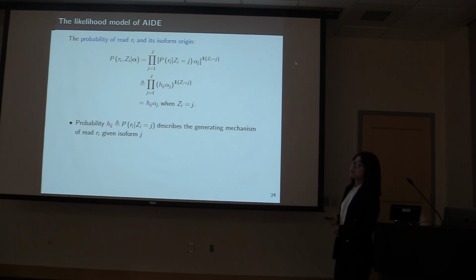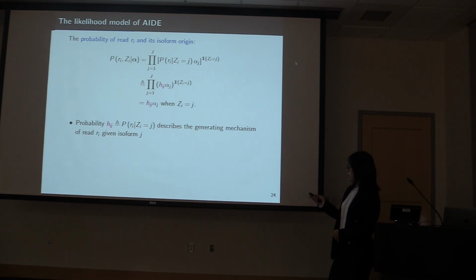isoform origin Zi. This probability reduces to the product of Hij and isoform fraction alpha J if read Ri comes from isoform J. Here, we use Hij to describe the generating mechanism of RNA-seq reads, and its formal definition is the probability of observing a read equivalent to Ri when we assume the read comes from isoform J. I will talk about the estimation of Hij's in the next couple of slides.